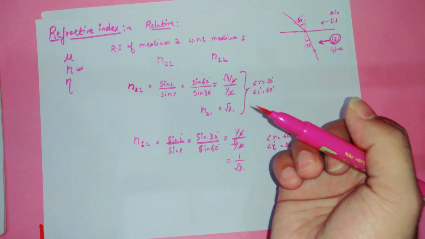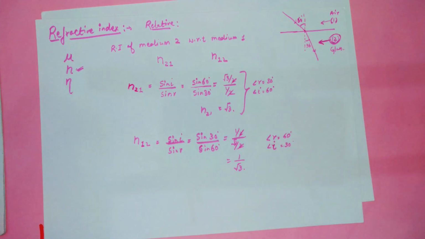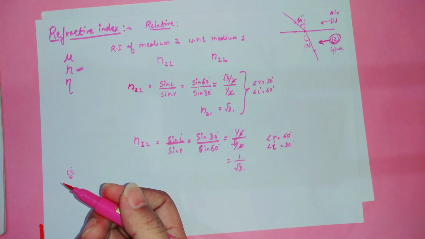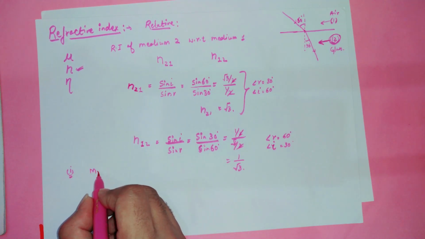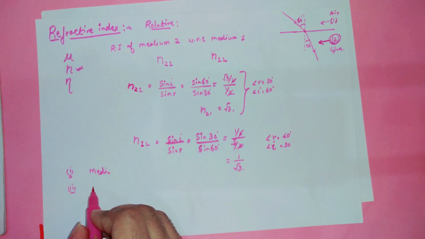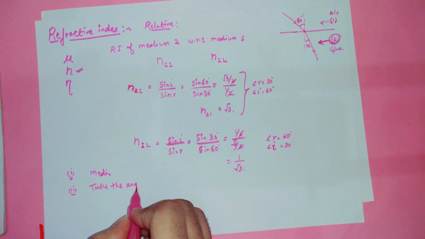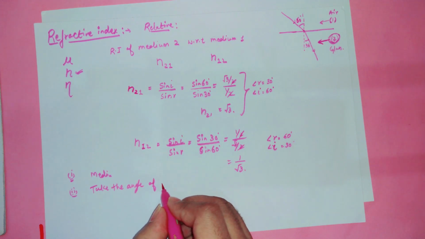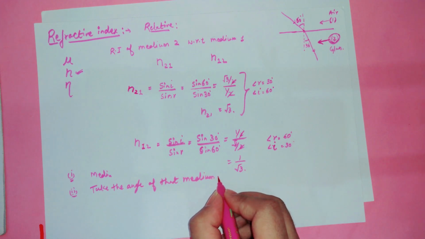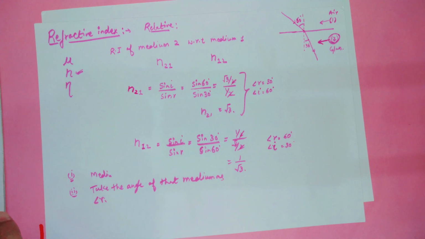Clear? So this is how we calculate the refractive index of any medium. Whenever we are calculating the refractive index, the first point we have to mention is for which medium we are calculating the refractive index. So first write down the medium, then take the angle of that medium as angle r. Clear? Then your answer will be correct.